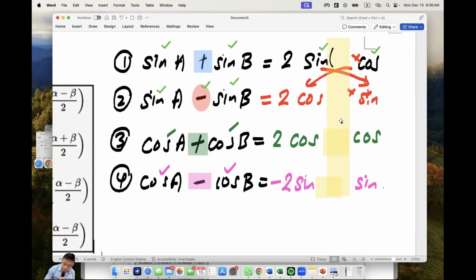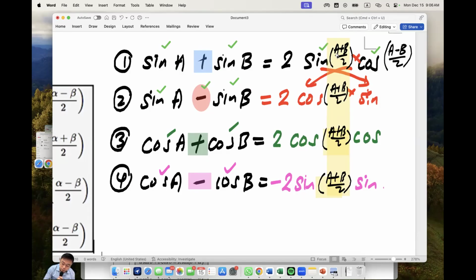A plus B over 2. It will be the sum of the two angles divided by 2, that means half of the sum angle. Is it okay? And the other one will be half of the difference of the angle.